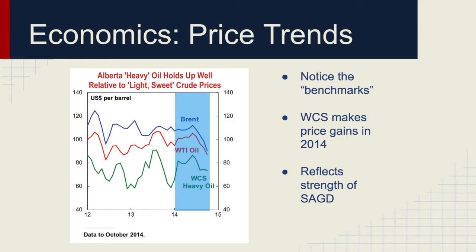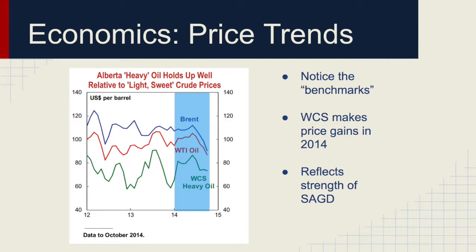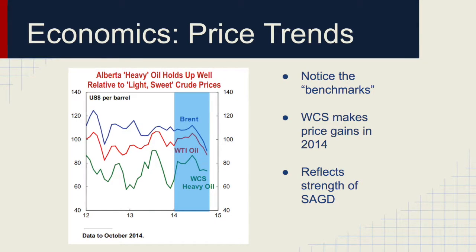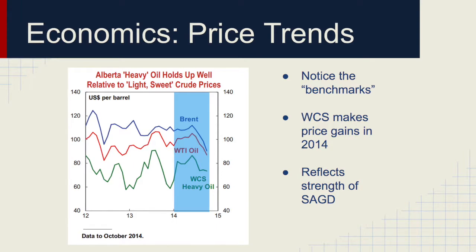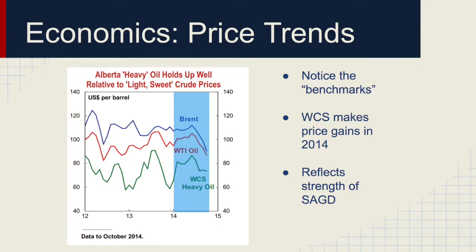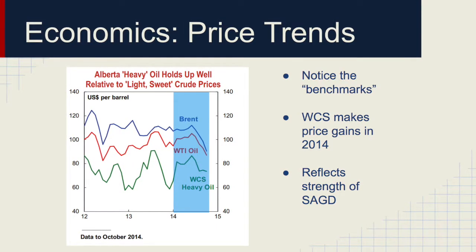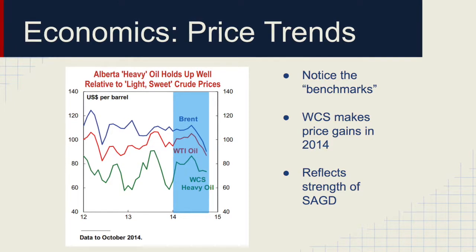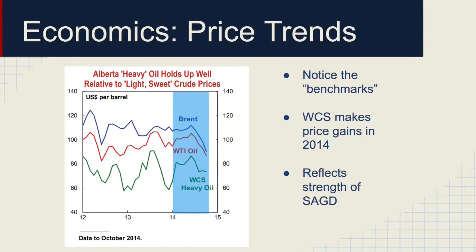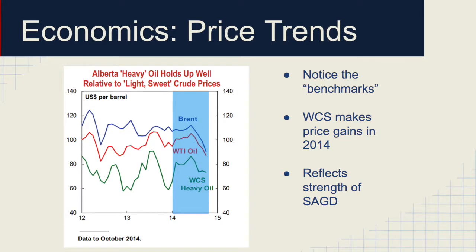SAGD can also be analyzed through oil price trends. This graph shows the prices of 3 types of crude oil from 2012 to the present. WTI and Brent are 2 high-quality blends that are used as benchmarks for pricing other blends. These benchmarks are produced via conventional methods and are extracted from shallow shale fields. WCS represents the heavy crude produced through unconventional methods, namely SAGD.